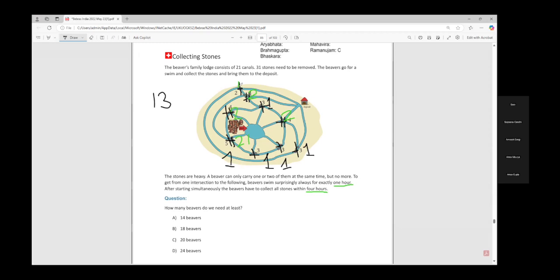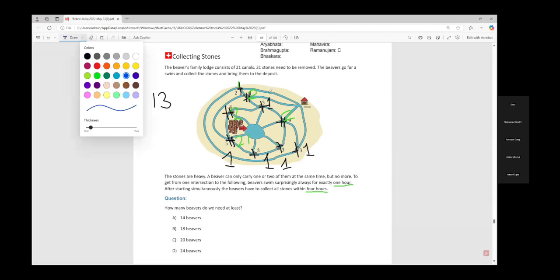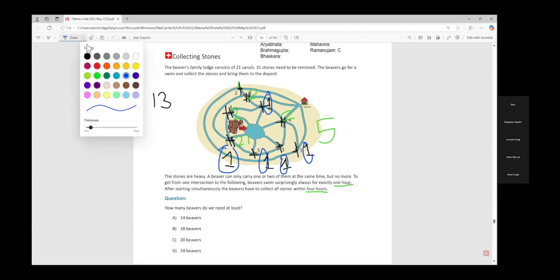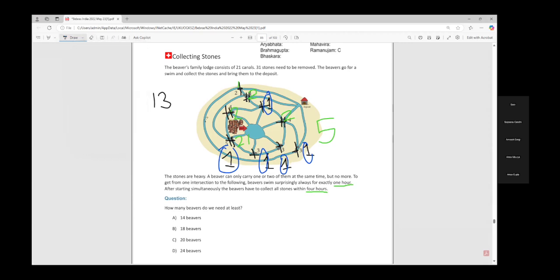Okay, so now all we have to do is figure out how we're going to collect the remaining one stones, like this one stone, then this one stone here, this one stone here, this one stone, with the fewest number of beavers. So first, if you notice, let's say two beavers go this way, two beavers go this way, right? They collect these stones, they go here, they deposit them.